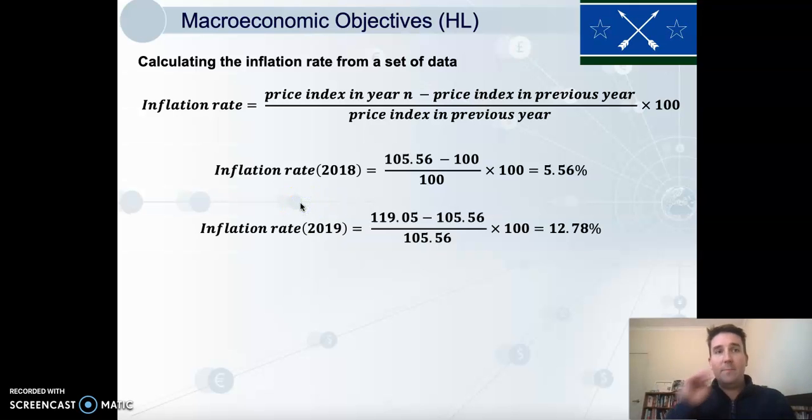So let's look at 2019: 119.05 minus 105.56, divided by 105.56, and we should get 12.78%. Now, depending on when you do your rounding, if you didn't round these numbers off and you just plugged them into your calculator, you would likely get a slightly different response. You'll get equally rewarded. They do take that into consideration when they mark these papers. Okay, that's all we need to know about the price index.